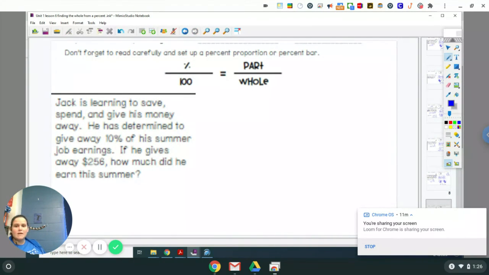All right, last one. Jack is learning to save, spend, and give his money away. He is determined to give away 10% of his job earnings. If he gives away $256, how much did he earn this summer? Okay, so 10% always goes over 100. Percentages always go over 100. 10% in this case represents $256 because that's how much he gave away. We're trying to find the amount he actually made in total. Since we're trying to find the total, that means we're trying to find the whole. So the part is 256.